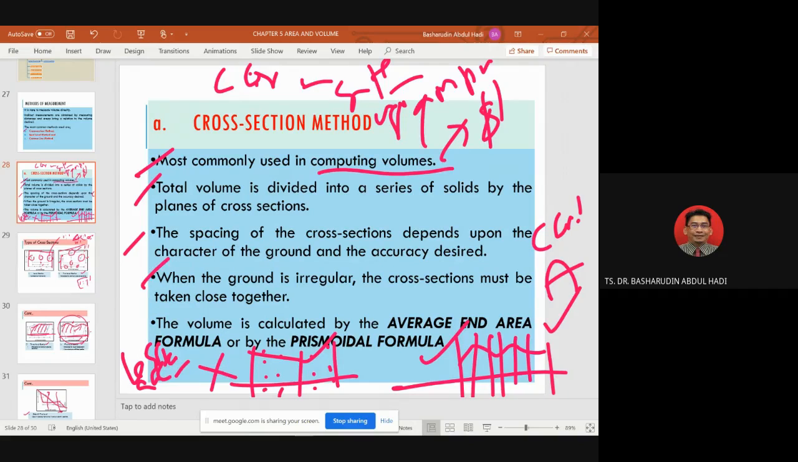When the ground is irregular, the cross sections must be taken close together. And if you can see that this one is regular, when you cross this one with a cross section like this, we call it section AA.